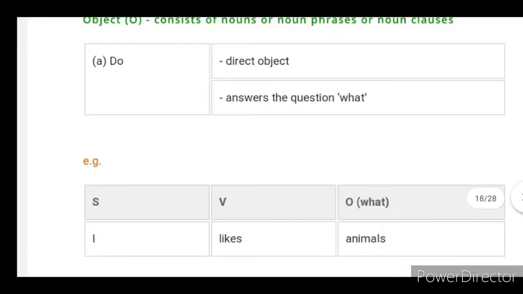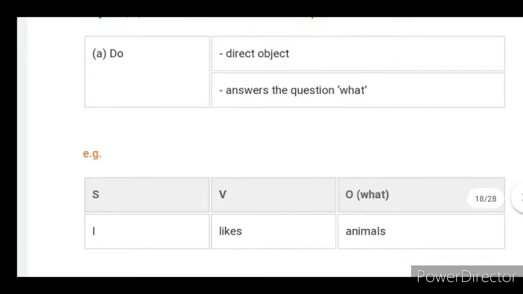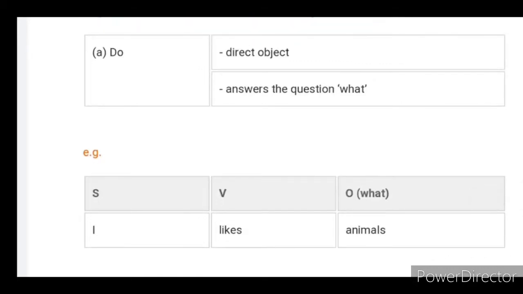Children, the direct object answers the question what. I told you, if you put the questions what and whom, you will get the object. If you put the question what, that is the direct object. If you put the question whom, you will get the indirect object. So the direct object answers the question what. For example, I like animals.